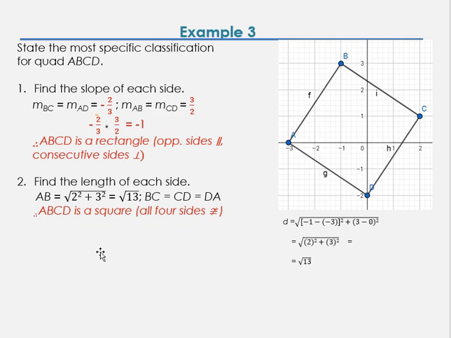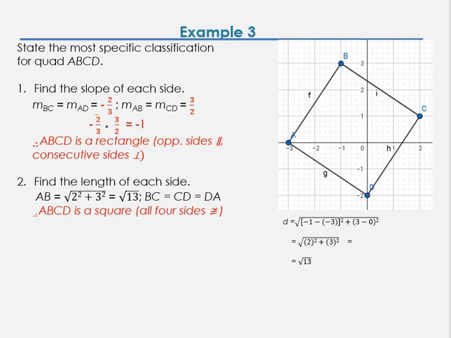Example 3. State the most specific classification for quadrilateral ABCD. So what they do is use coordinates for this quadrilateral, and point A we can see is at -3, 0. Point B is at -1, 3. Point C is at 2, 1. And point D is at -2, 0.